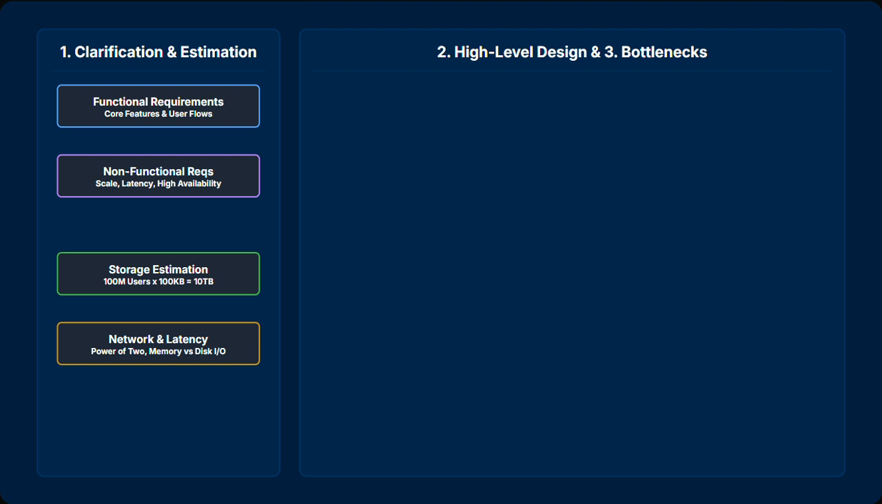Now for step 2, high-level design. We start with a bird's-eye view. Client requests hit a load balancer, which distributes traffic across zones to prevent early bottlenecks. Traffic then flows through an API gateway. This handles authentication, rate limiting, and request routing, ensuring our internal services remain secure and decoupled.